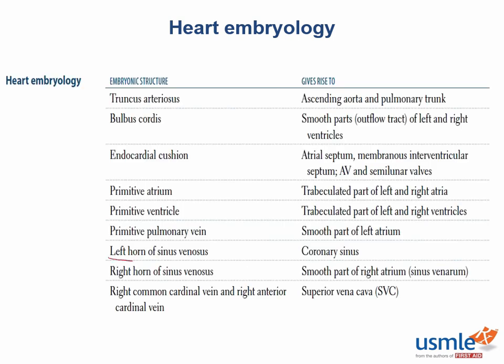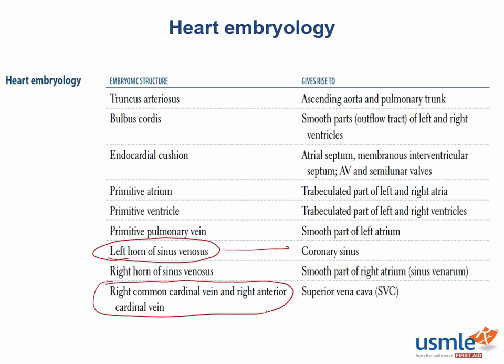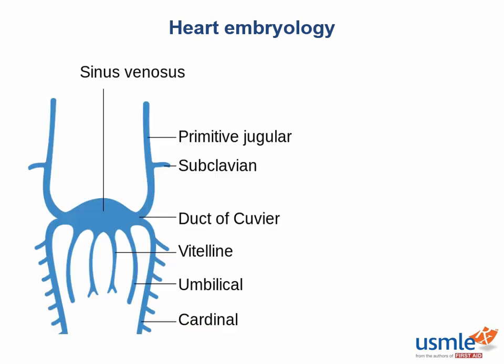Next, let's take a look at the left horn of the sinus venosus, as well as the right common cardinal vein and the right anterior cardinal vein. You can see here that the left horn of the sinus venosus becomes the coronary sinus, and the right common cardinal vein and the right anterior cardinal vein become the superior vena cava. Now, this is a little hard to visualize, so hopefully this next image will help.